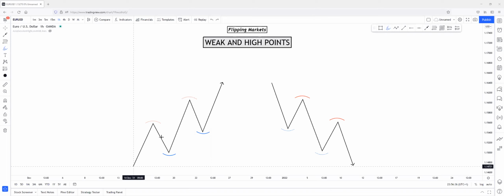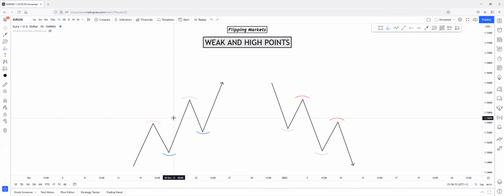So as you can see in this example, price is moving in an uptrend, breaking structures to the upside. Price broke structure here. So this means it created a strong low. This will be our strong low. Price created another break of structure here. So this means it created a new strong low, which will be this one.